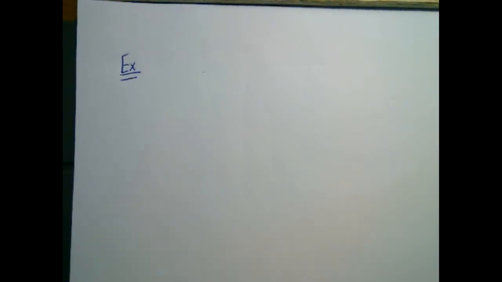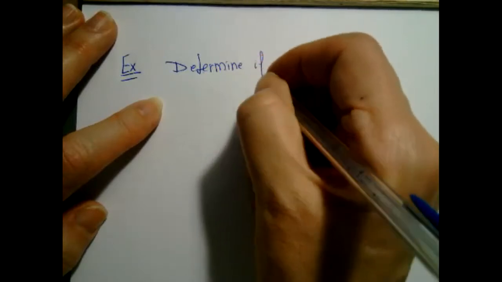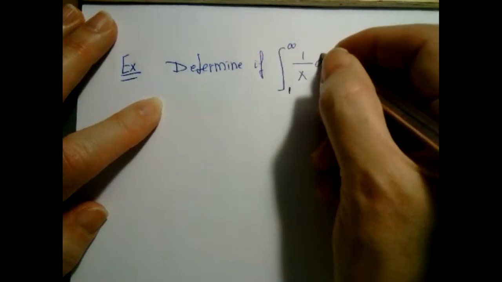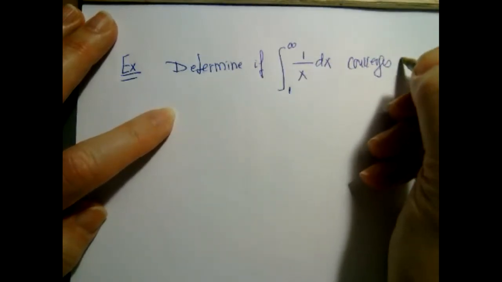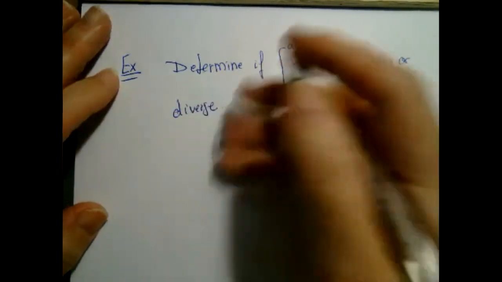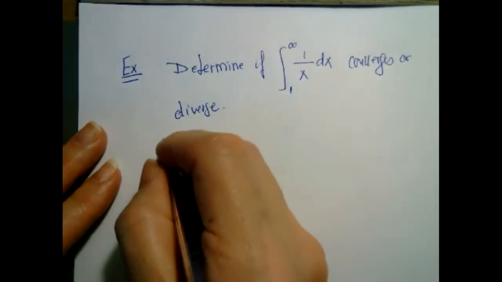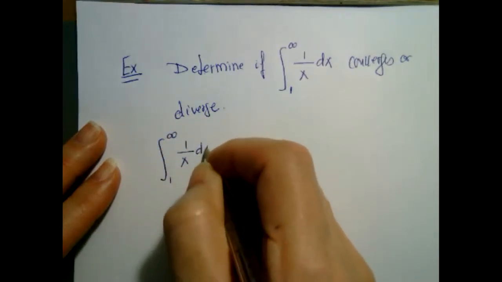So let's get going. My question now is: determine whether the following integral from 1 to infinity of 1 over x dx converges or diverges. It's the same question for divergence, and show your work as usual. First, we start with the definition, and that's crucial. What's the integral from 1 to infinity of 1 over x dx?